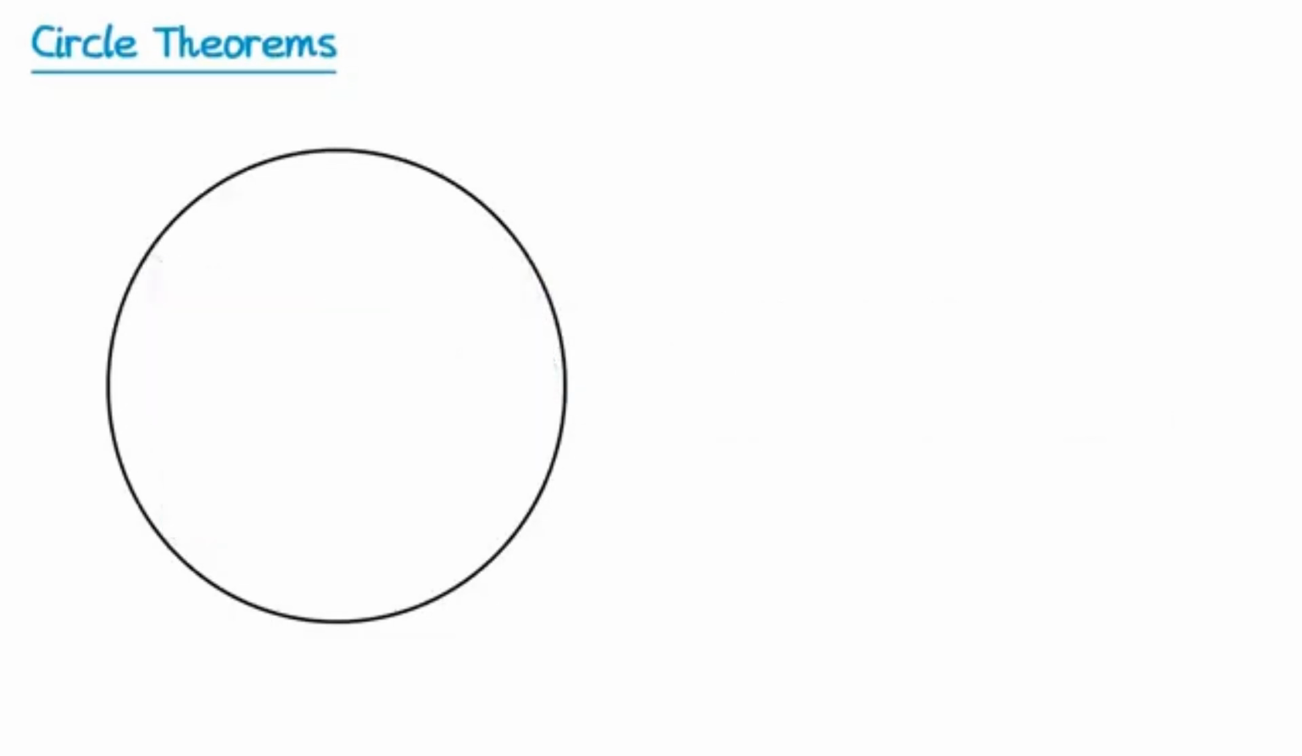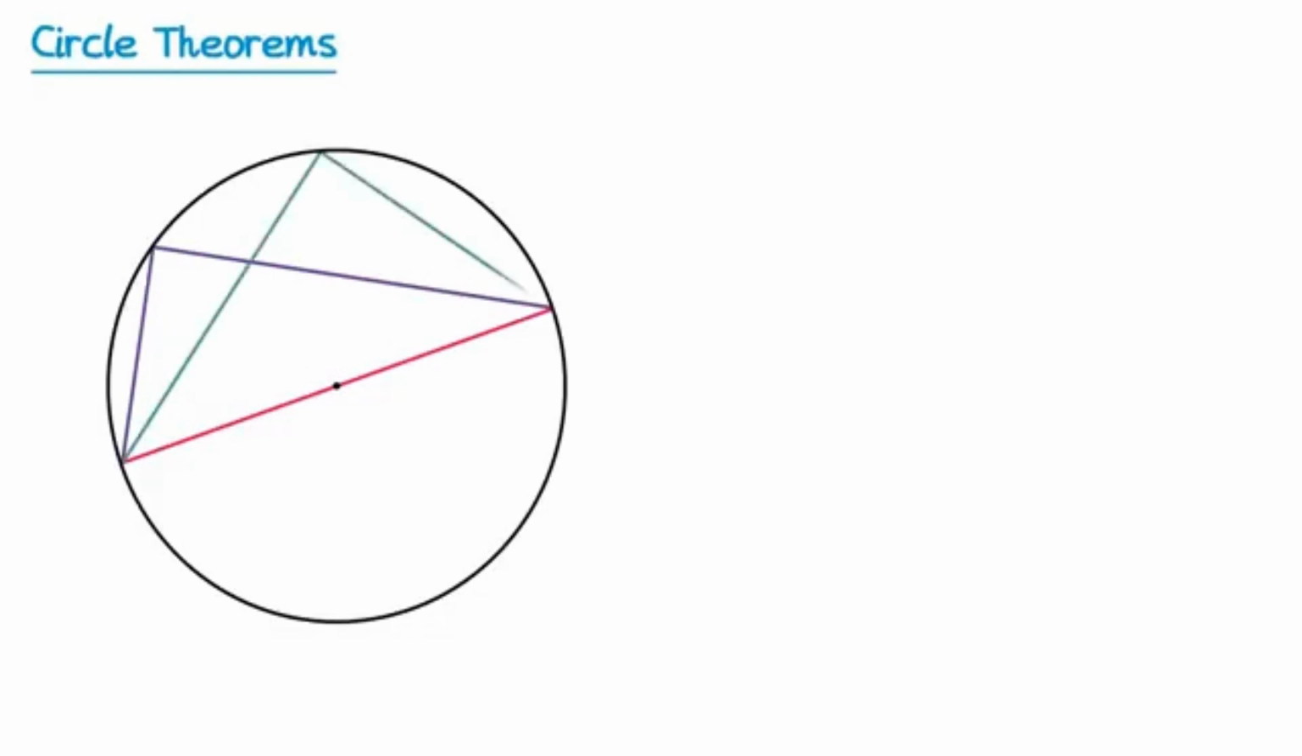For the next theorem, we're going to need to mark on the center of the circle. We're going to draw a chord that goes straight through the center. This is known as a diameter. If we now do the same thing as we did for the first theorem, so draw angles that are in the same segment, we know they're going to be equal. So if we draw one angle like this, a second like this, and even a third like this, we know all three of these angles must be the same size.